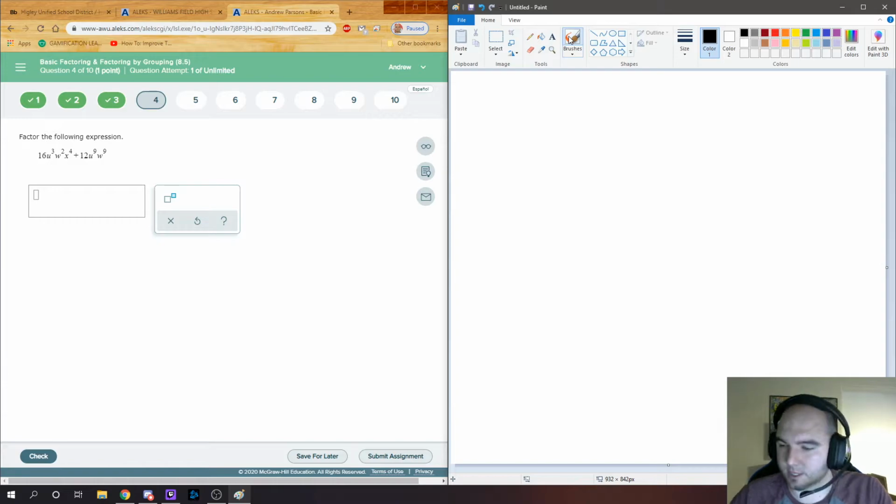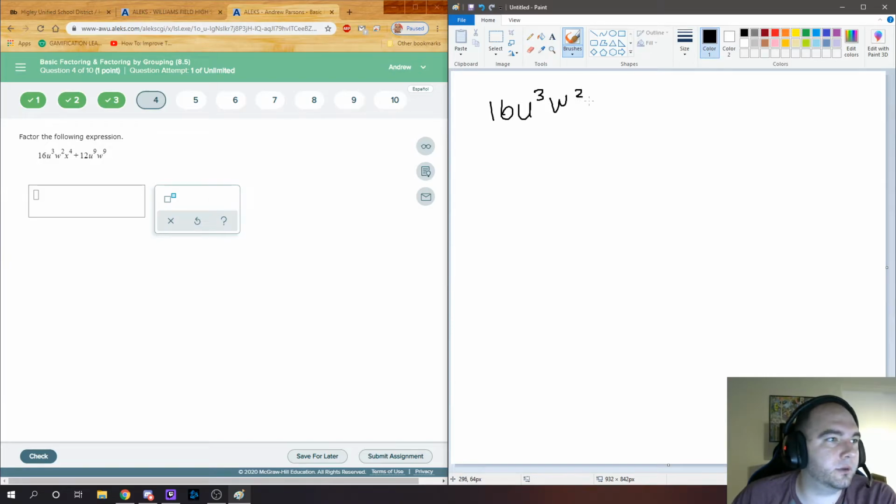Okay, another one. 16u to the 3, w squared, x to the 4th, 12u to the 9, w to the 9. So in this one, the first guy has an x, but the second guy does not have an x. I got to keep that in mind so I don't mess up.